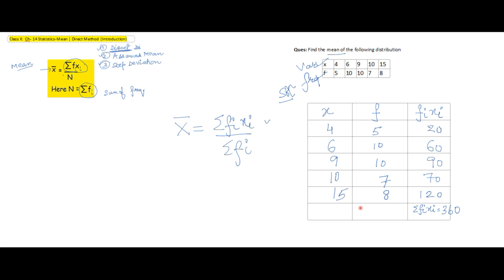Now just substitute the values. In place of sigma fi xi, we write 360, which we calculated here, divided by sigma fi. According to the question, sigma fi is 40, and 360 divided by 40 is 9. So we have calculated the mean using the direct method.